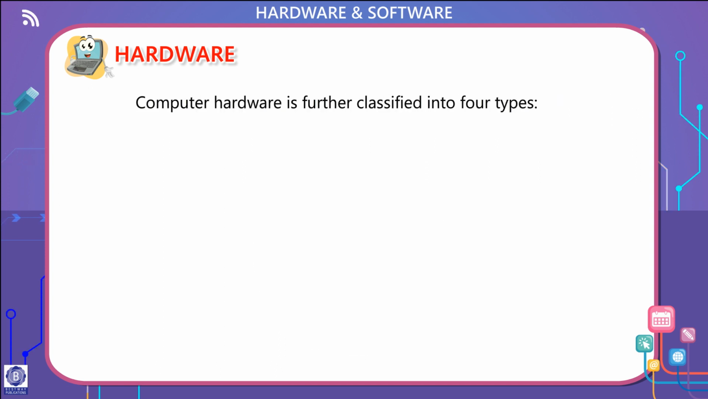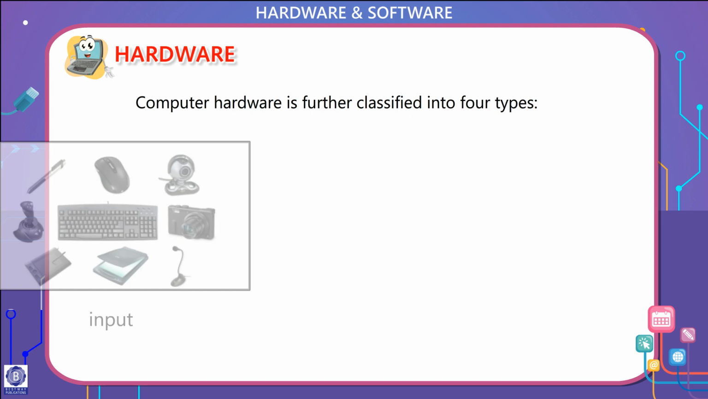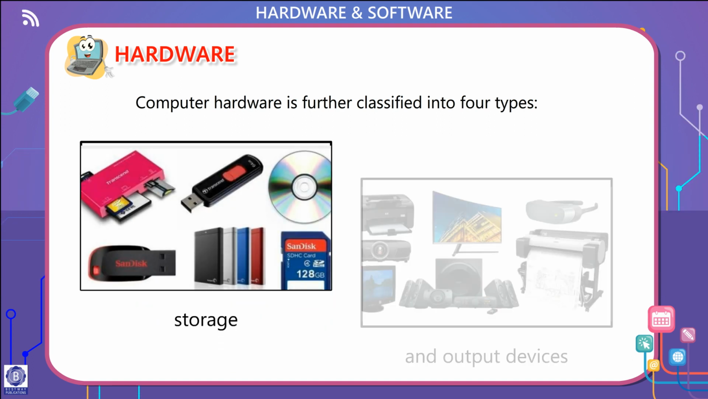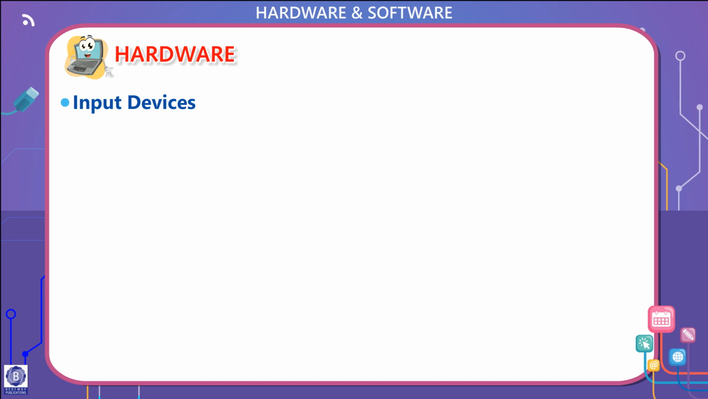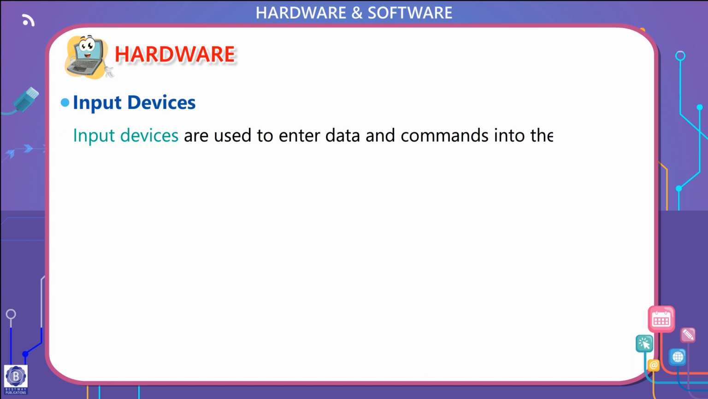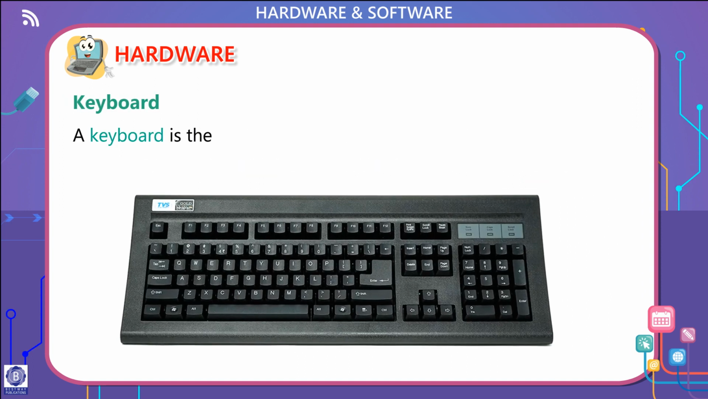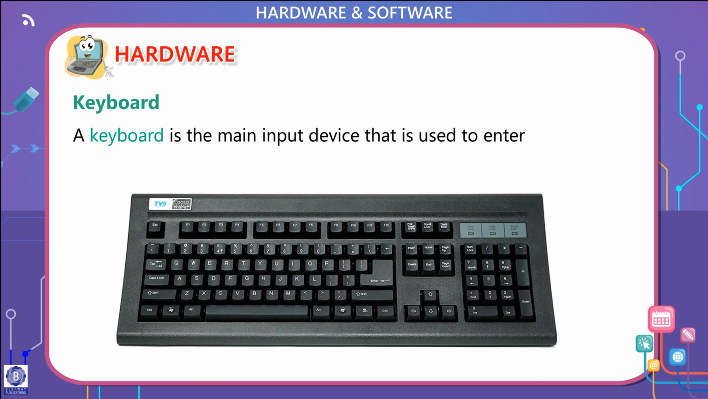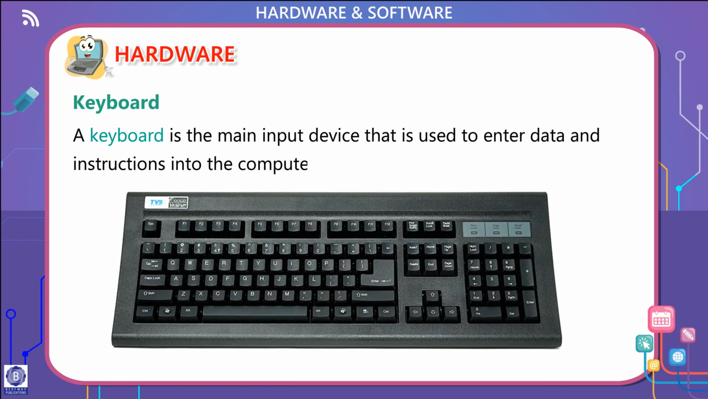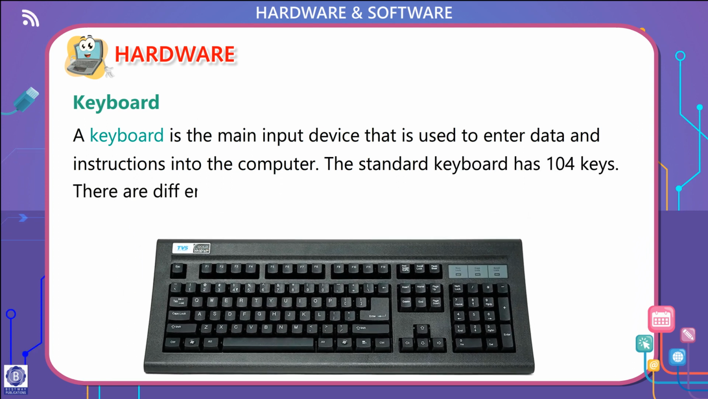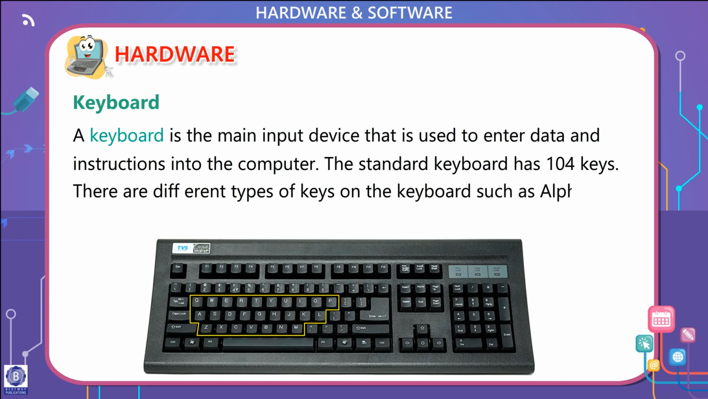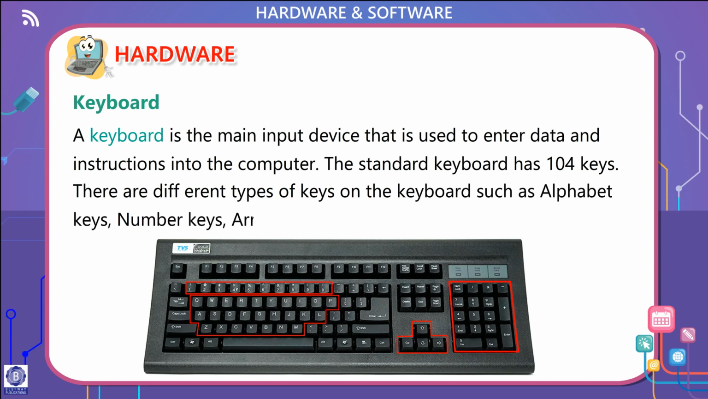Computer hardware is further classified into 4 types: input, processing, storage, and output devices. Input devices. Input devices are used to enter data and commands into the computer. Let us discuss some of the commonly used input devices. Keyboard. A keyboard is the main input device that is used to enter data and instructions into the computer. The standard keyboard has 104 keys. There are different types of keys on the keyboard, such as alphabet keys, number keys, arrow keys, etc.